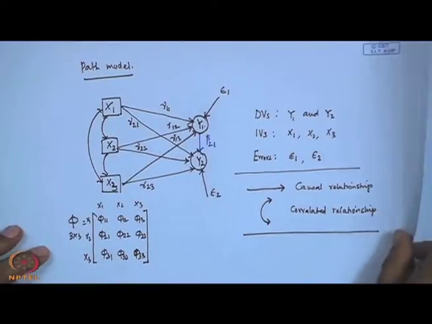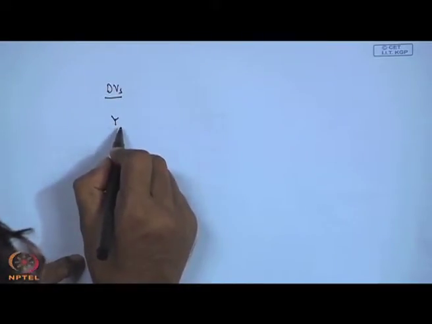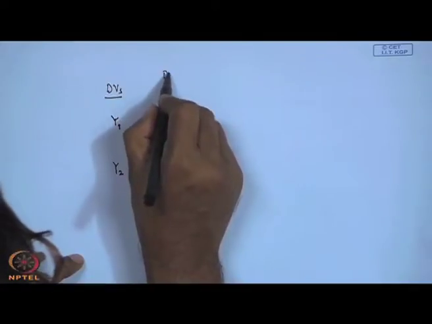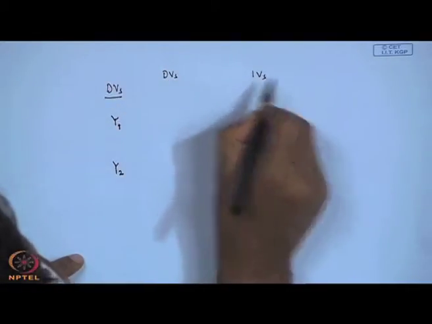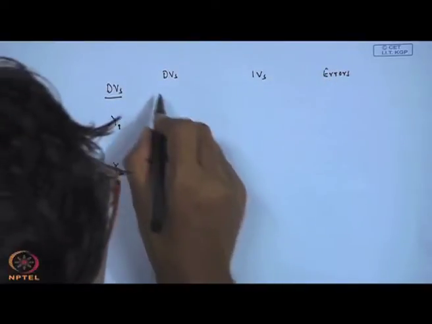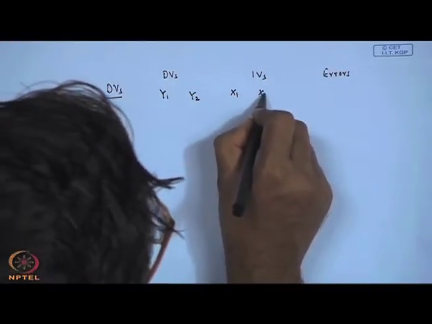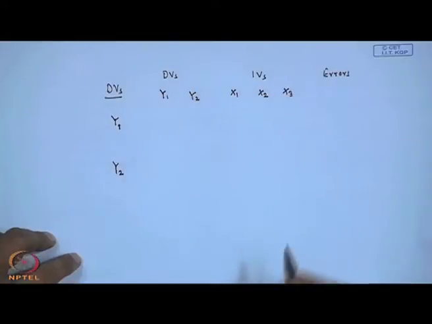Okay. Now, if you want to write down the equations for this, straight away we can write the DVs, y1 and definitely y2. This side also you can write the DVs, the IVs, and the errors. How many DVs are there? 2 DVs, y1 and y2, then x1, x2, x3. Then the error, definitely this.